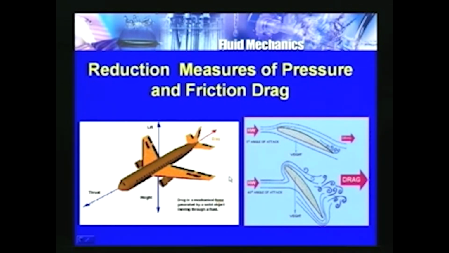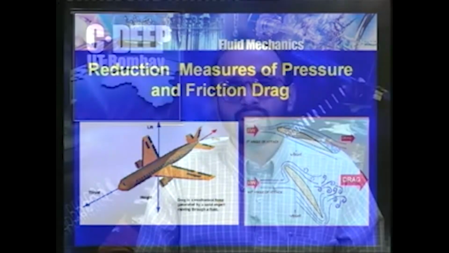Depending upon whether it is a blunt body or a streamlined body, or depending upon the shape and profile of the body, the drag effect will be different. So how can we reduce this pressure and friction drag? That is what we want to discuss here.